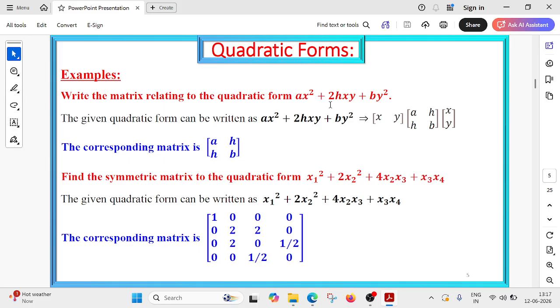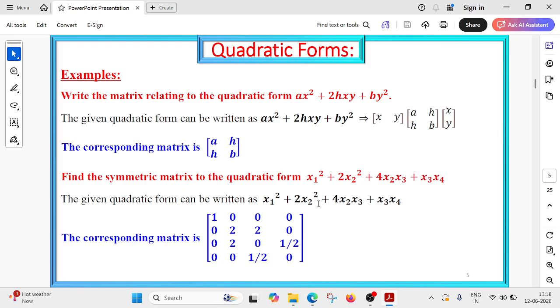Write the quadratic form ax square plus 2hxy plus by square as a matrix. The given quadratic form ax square plus 2hxy plus by square can be written in the form x transpose Ax like this: (x y), with A equal to [a h; h b], and then (x y) transpose. And this is the matrix we got.